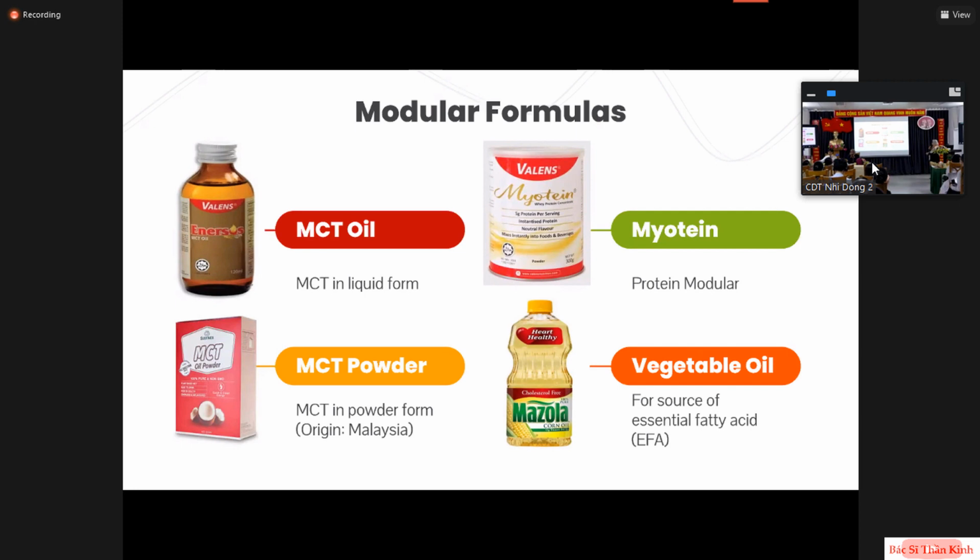This is the MCT oil we use in Malaysia. I think here also has MCT oil, maybe a different brand. So this one is quite new. MCT powder we have in Malaysia, from the same company as Active Med Keto, and it is very, very helpful for those patients who cannot tolerate the liquid form. Yeah, very helpful, and it can be cooked as gravies. This is a protein formula, and this is not a modular formula, but we use it a lot as a source of essential fatty acid.